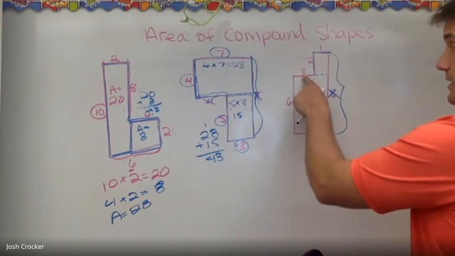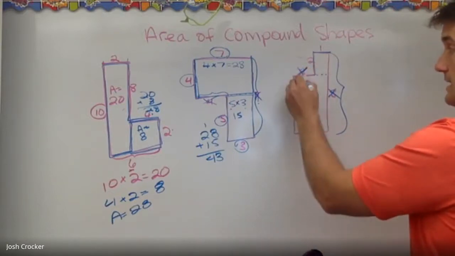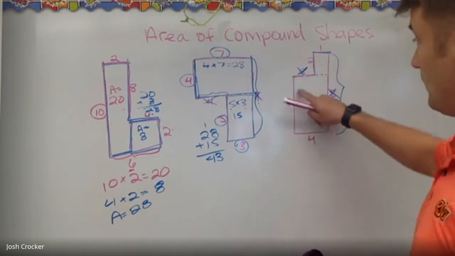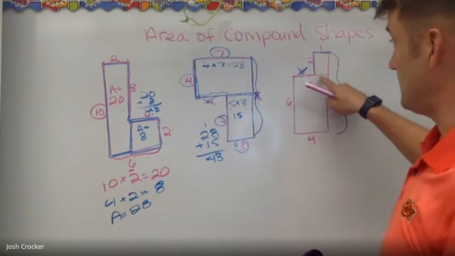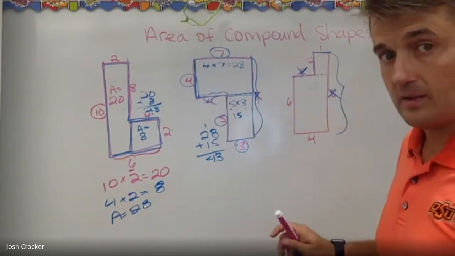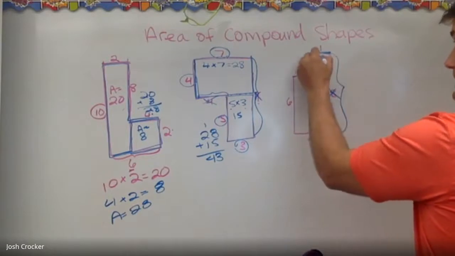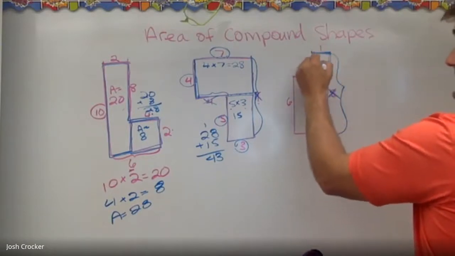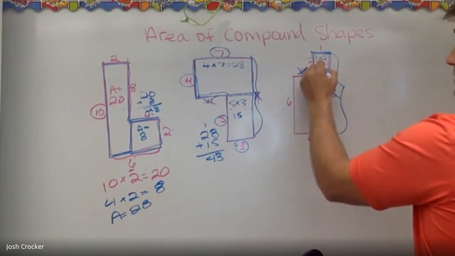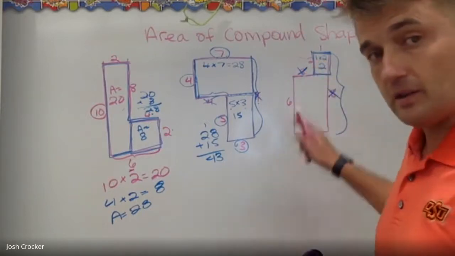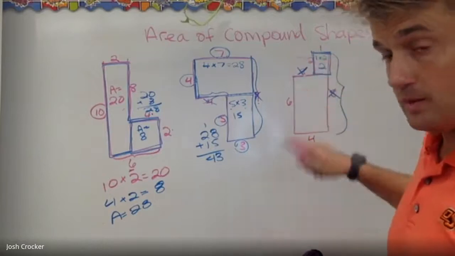Now I'm also going to get rid of this 3 because it's talking about this piece, and it's not the whole way across this rectangle. It's not part of this rectangle. That 3 doesn't really help me. So this little piece has a side that's 1 and a side that's 2. 1 by 2 is 2. The area of that little rectangle is 2.